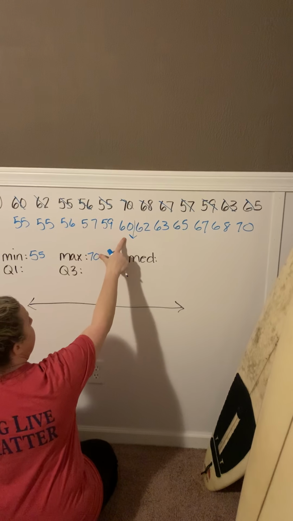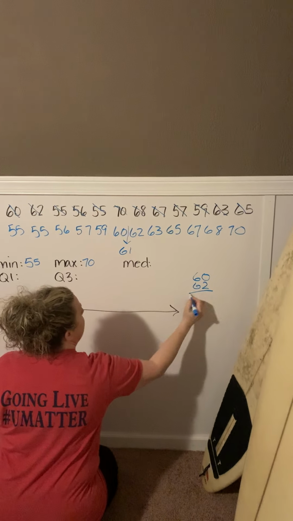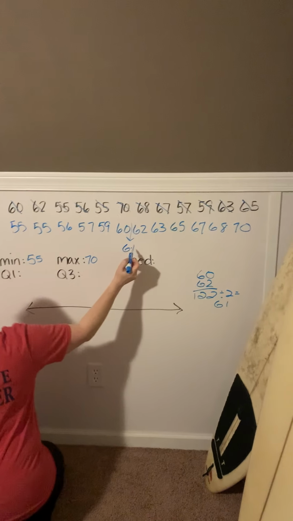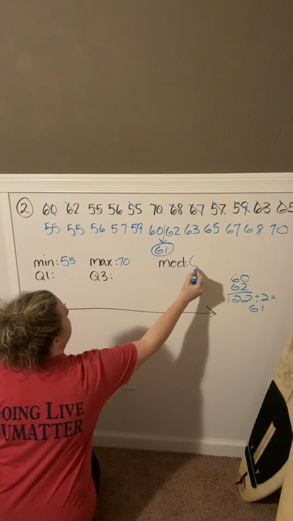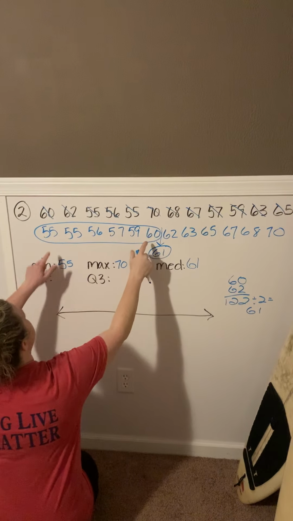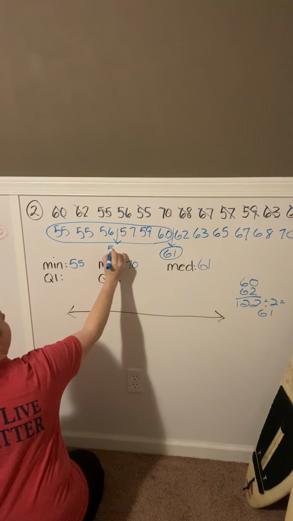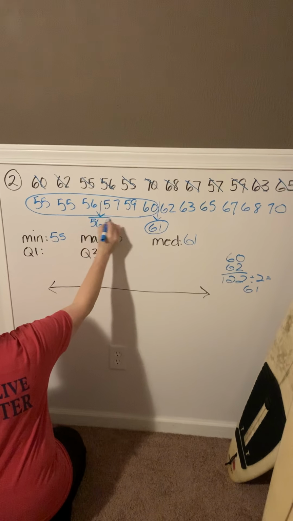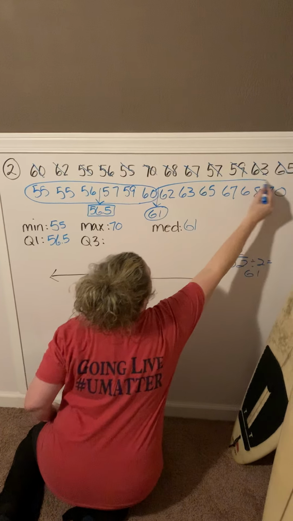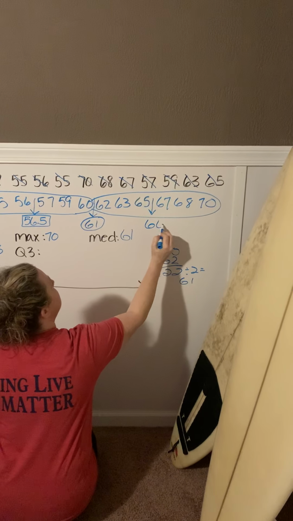And if you don't know right off the bat that it's 61, you can add the 2 together and divide by 2. And you'll get 61. So my median is 61. So my lower quartile is going to be in the middle here, which is going to be 56.5. And then my upper quartile will be right here, and it'll be 66.